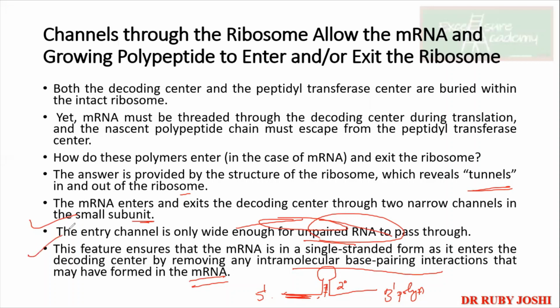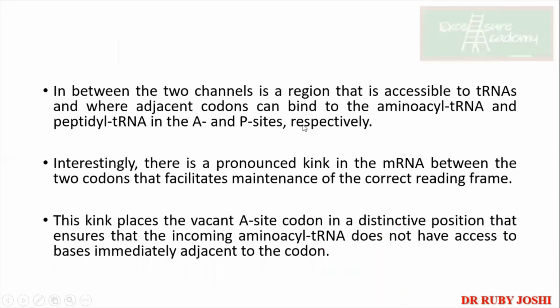So this channel for entering and exiting of the mRNA is making sure that the mRNA is present in only single-stranded form and there are no base pairing interactions present in the mRNA. Okay. Now, in between the two channels is a region that is accessible to tRNAs, where adjacent codons can bind to the aminoacyl-tRNA and peptidyl-tRNA in the A and P sites respectively. Obviously, right? जब आपका 30S subunit में RNA है, तो इतना तो exposure चाहिए to the tRNAs which is present on the 50S subunit, so that the decoding of the codons can be done.